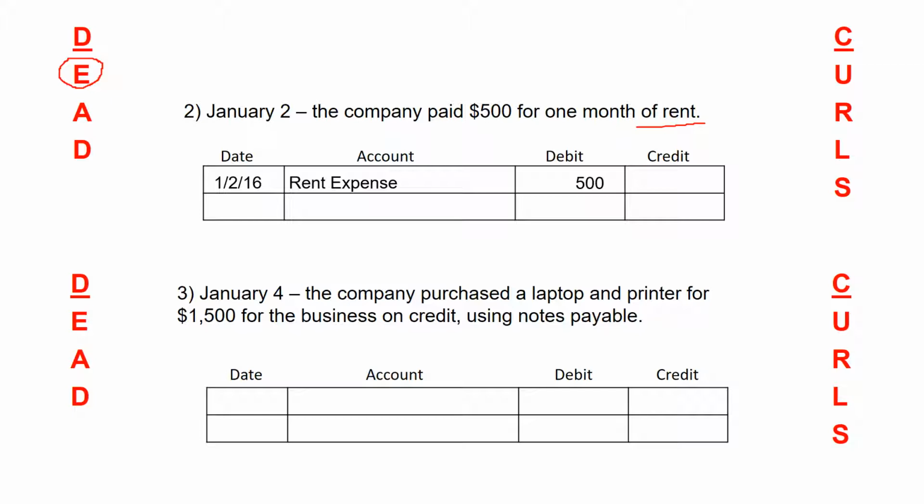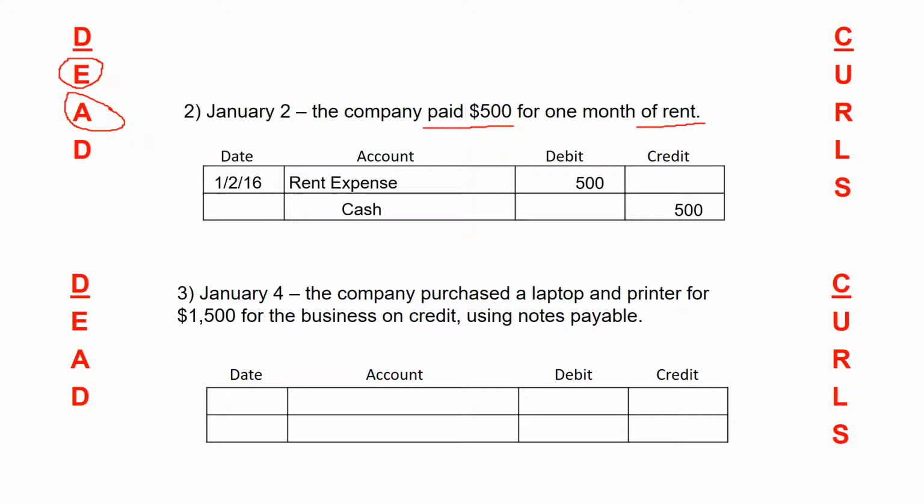The problem also says the company paid $500. When you pay something, you're using cash. It would cause the cash account to decrease. So cash is an asset. It has a normal balance of a debit, so it increases on the debit side. So when the cash account decreases, you would credit the account. So cash is credited for $500.